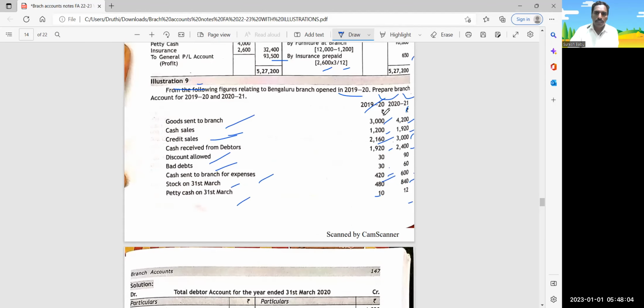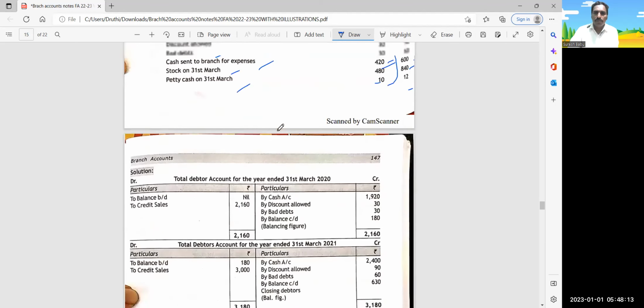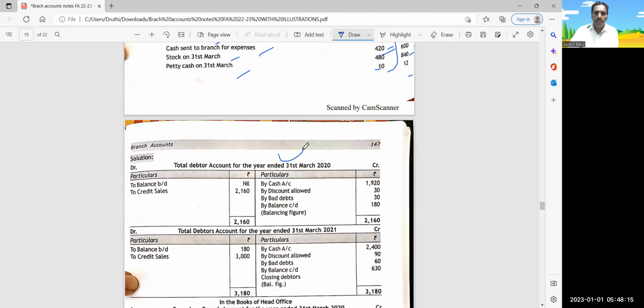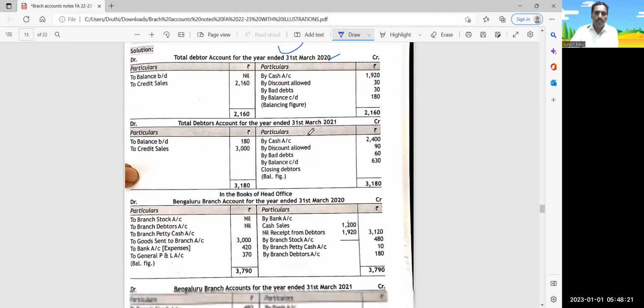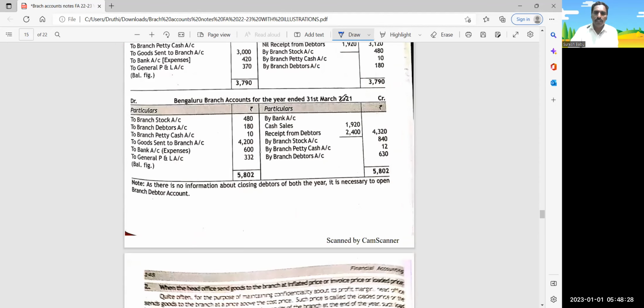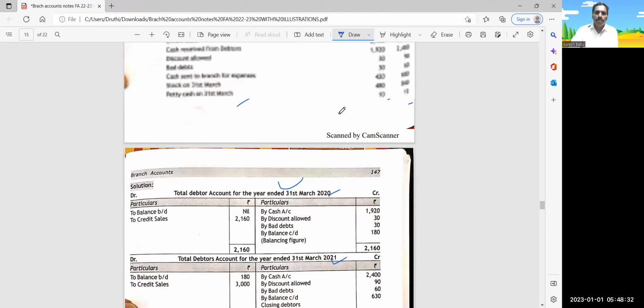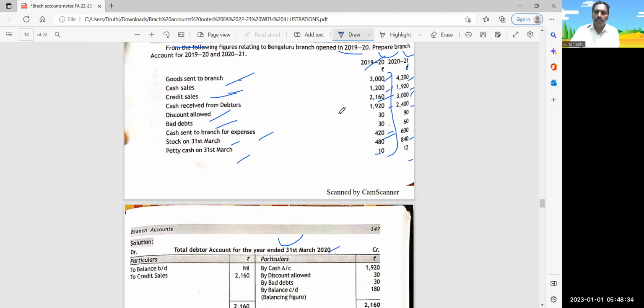First we'll consider 2020, all the transactions. What is goods sent to branch? See, there are two options for us. First, preparing the memorandum debtors account for 2020, then preparing the branch account for 2020, then preparing the memorandum debtors account for 2021 and preparing the branch account for 2021. First we shall do one thing; simultaneously we'll go.